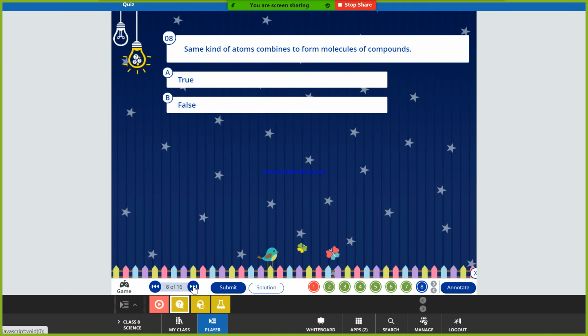Next question. Same kinds of atoms combine to form molecules of compounds. True or false question. Once again, the same kinds of atoms combine to form molecules of compounds. Option A true, option B false. Which one? Answer me.